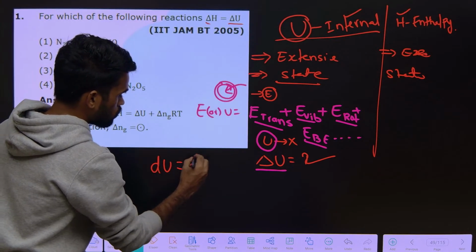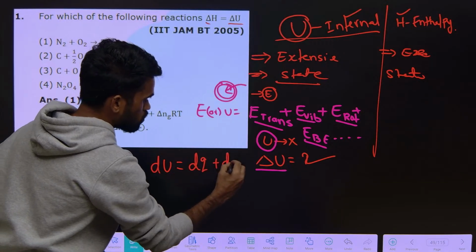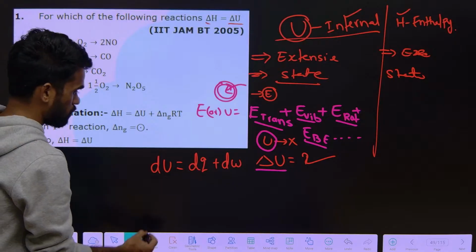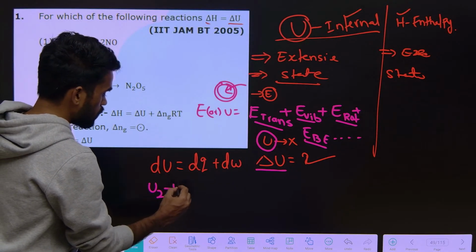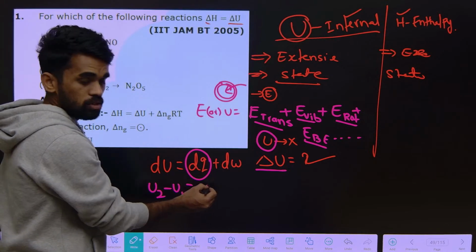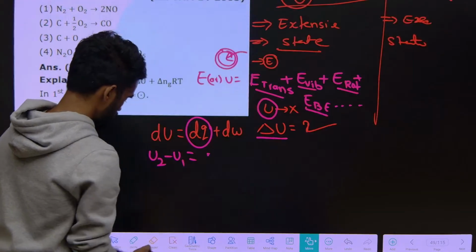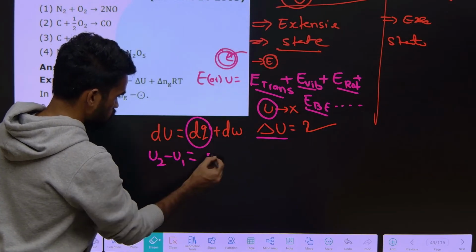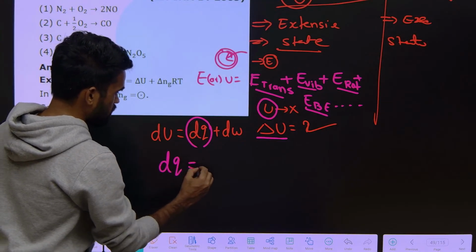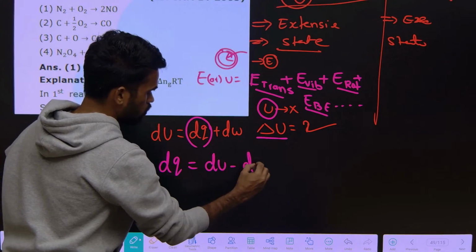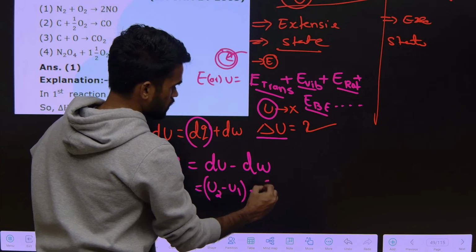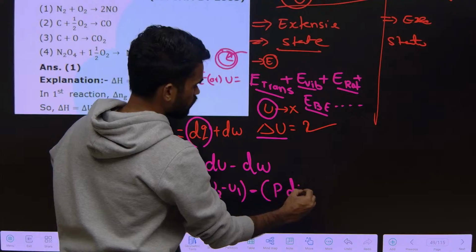dU is equal to dq plus dw. Where have we seen this? We have seen this in the first law of thermodynamics. So dU is nothing but U2 minus U1, and dq is the change in heat. So for understanding purposes, just see, I am writing dq, which equals dU minus dw, where dU means U2 minus U1 and dw means minus PdV.